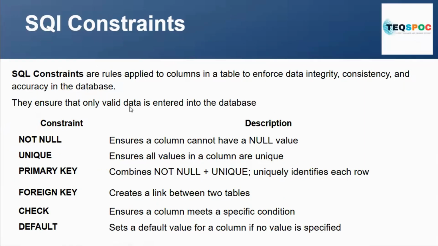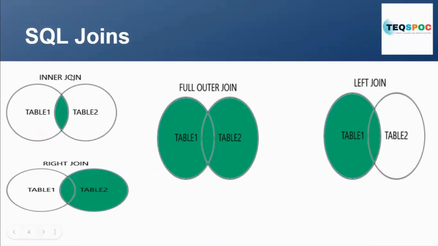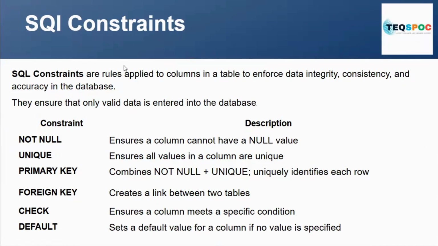Now we have seen the join. Now another interview question: what are constraints? Constraints are basically restriction rules which we apply to our column or table to restrict the data. In SQL, constraints are the rules applied to a column in a table to enforce data integrity, consistency, and accuracy in the database, to ensure that only valid data can enter a particular database.